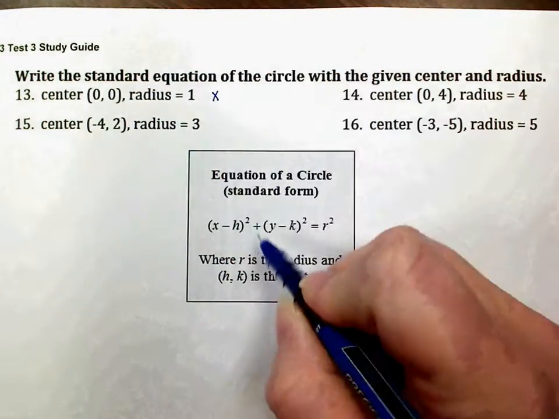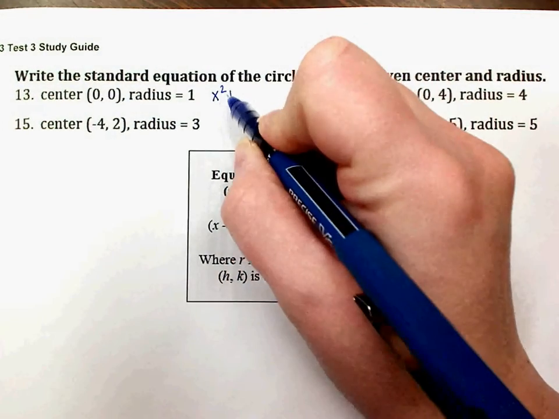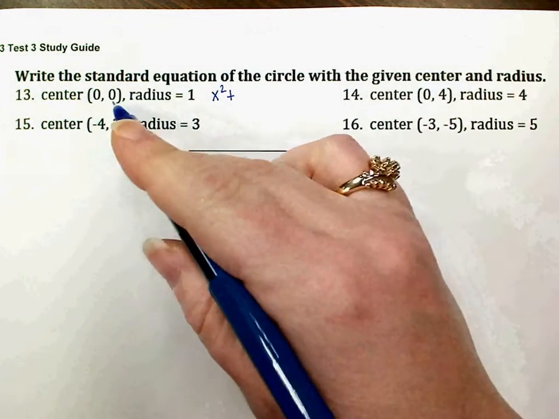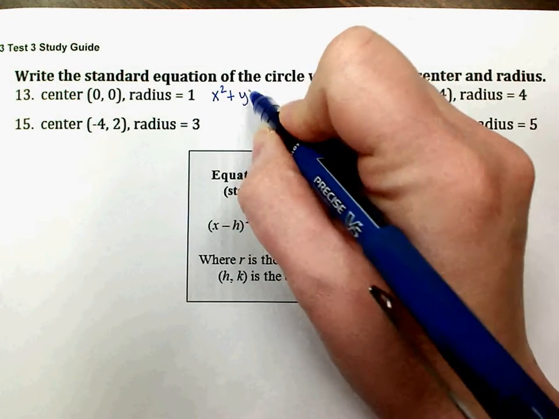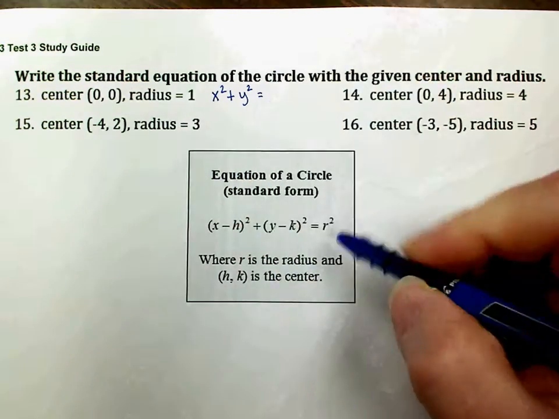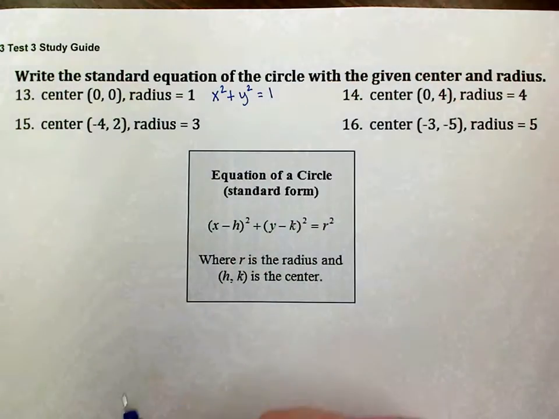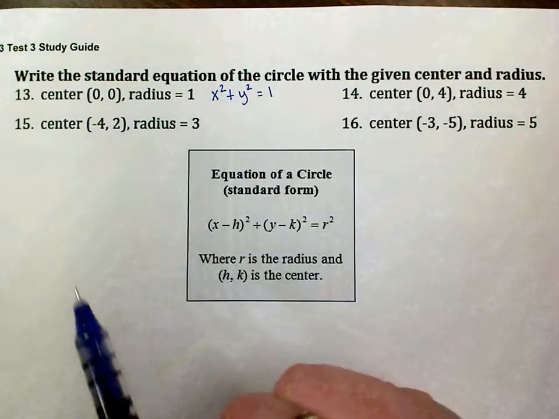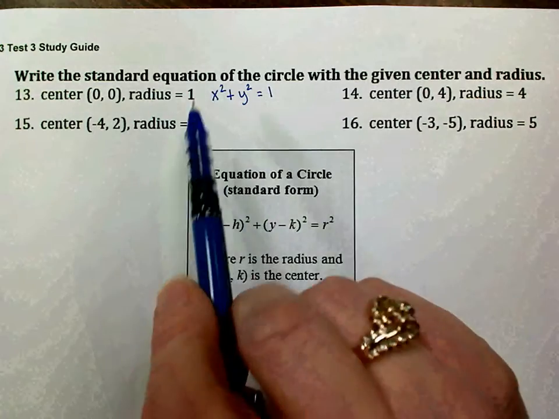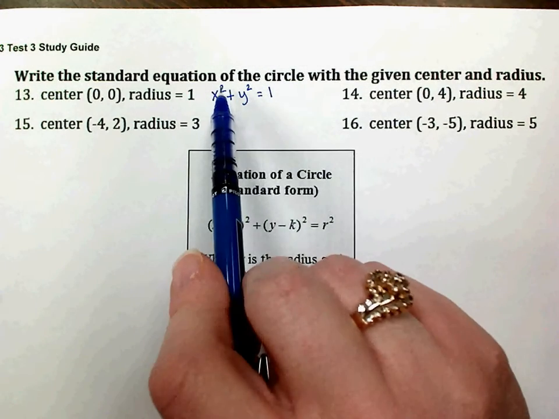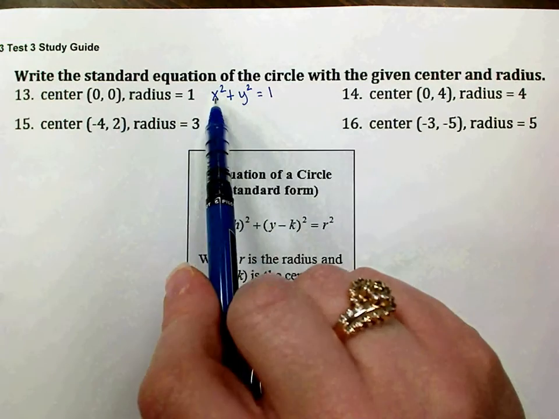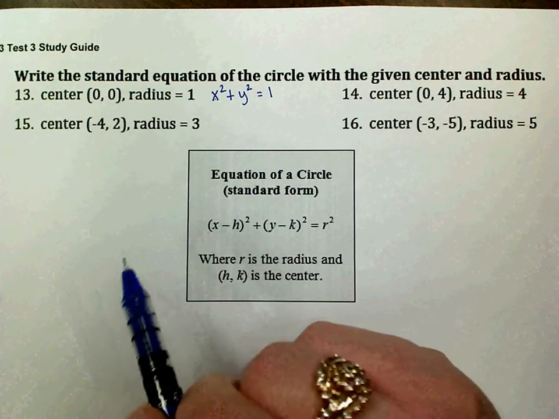So we're going to have x squared plus y minus 0 is just y, so y squared equals the radius squared. 1 squared is 1 times 1, which is just 1. So remember, that's called the unit circle, and that's the equation. X squared plus y squared equals 1. Don't forget the squaring, and don't forget different variables there, x and y.